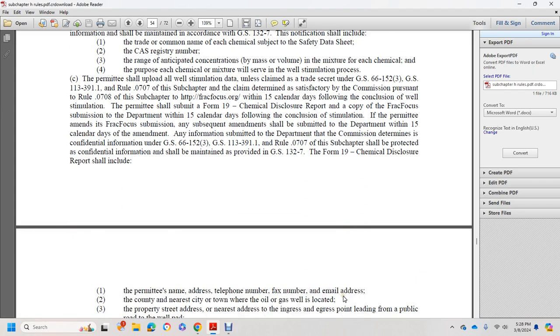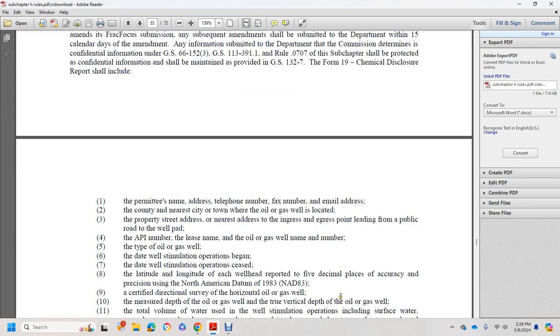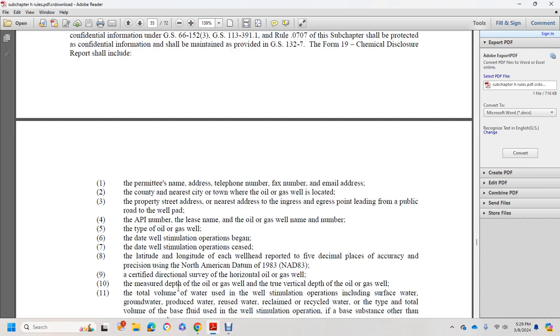The subchapter protects this confidential information maintained under GS 132-7. The Form 19 Chemical Disclosure shall include the name, address, telephone number, fax number, and email address of the operator; the county; the nearest town, street, or town hall to the oil and gas well location; the property street address or nearest address; the ingress and egress point leading from the public road; the well name, API number, lease number, and oil and gas well number; the type of oil and gas well; the dates the well stimulation operation began and ended; and the latitude and longitude, with each well reported to 5 decimal places for accuracy, with the precision of the North American Datum of 1983, and the certified location.